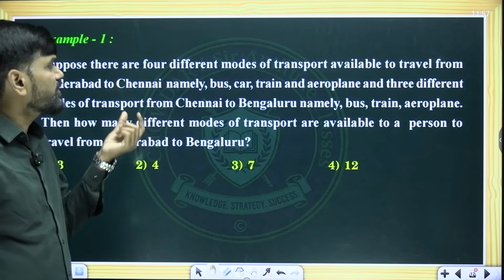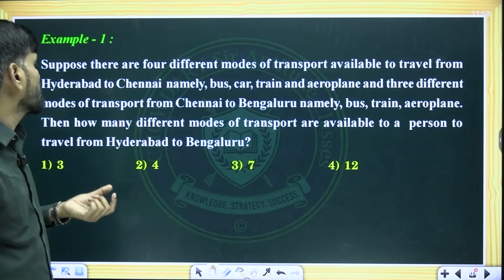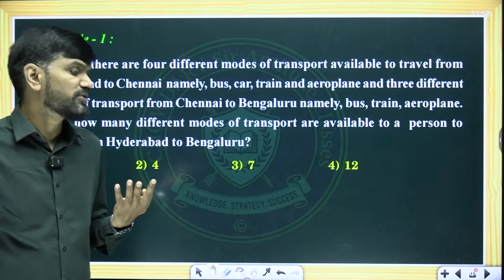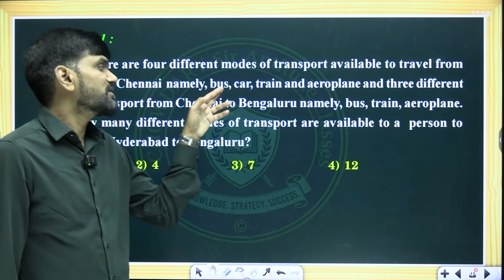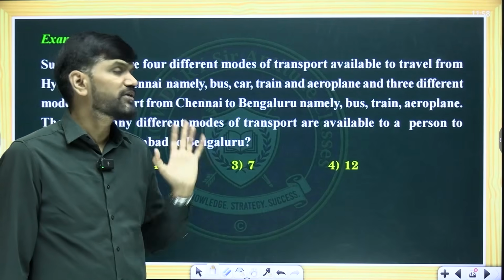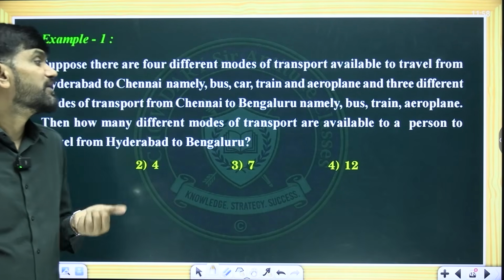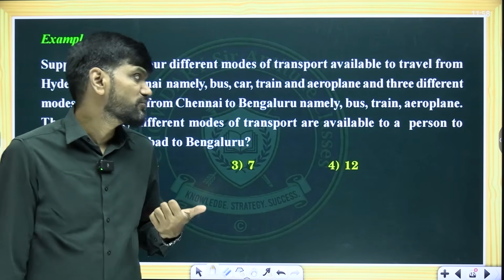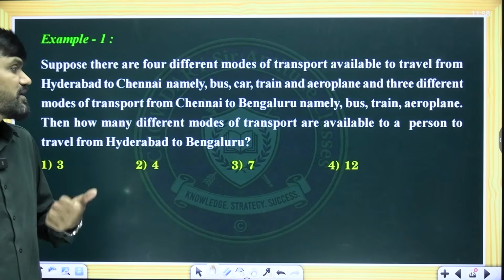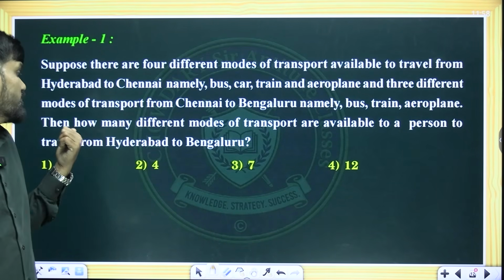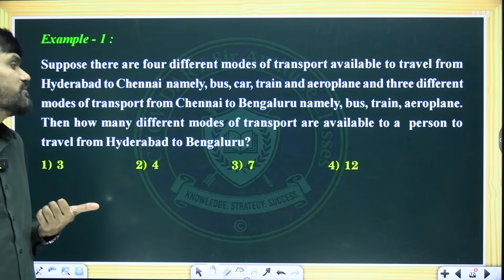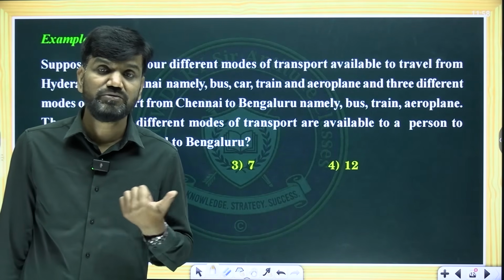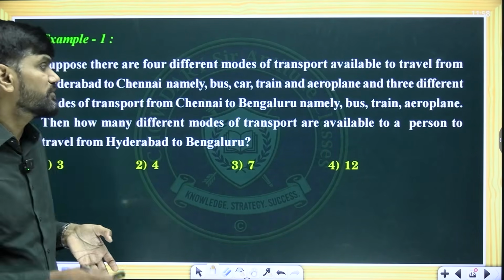Suppose there are 4 different modes of transport available to travel from Hyderabad to Chennai. That is, I can go by bus, car, train or aeroplane. And there are 3 different modes of transport from Chennai to Bangalore: either bus, train or aeroplane. Then how many different modes of transport are available for a person to travel from Hyderabad to Bangalore?